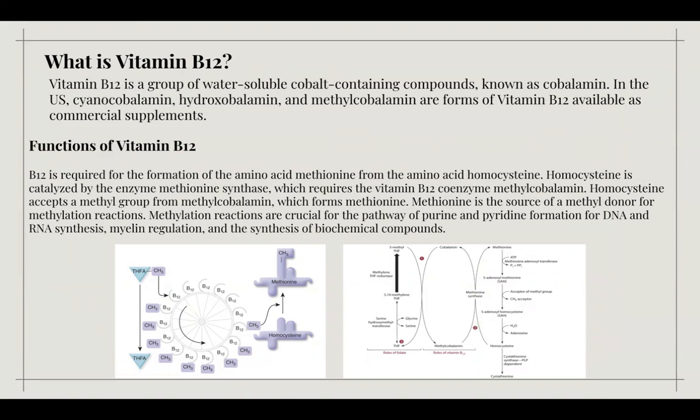B12 is required for the formation of the amino acid methionine from the amino acid homocysteine. Homocysteine is catalyzed by the enzyme methionine synthase, which requires the vitamin B12 coenzyme methylcobalamin. Homocysteine accepts a methyl group from methylcobalamin, which forms methionine. Methionine is the source of a methyl donor for methylation reactions. Methylation reactions are crucial for the pathway of purine and pyrimidine formation for DNA and RNA synthesis, myelin regulation, and the synthesis of biochemical compounds.